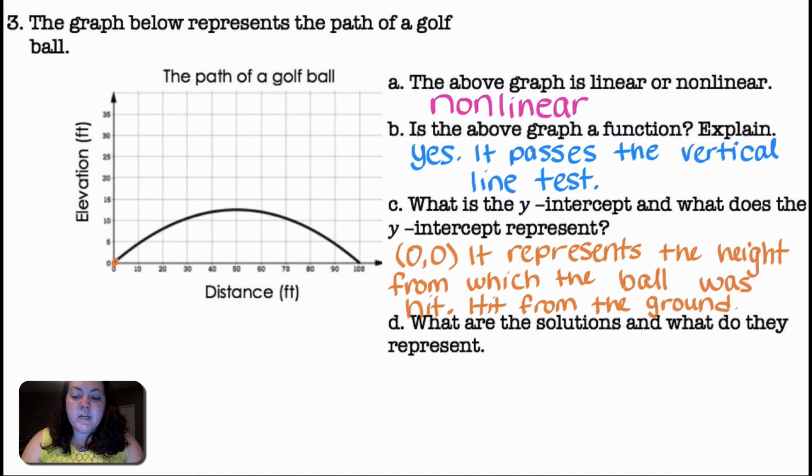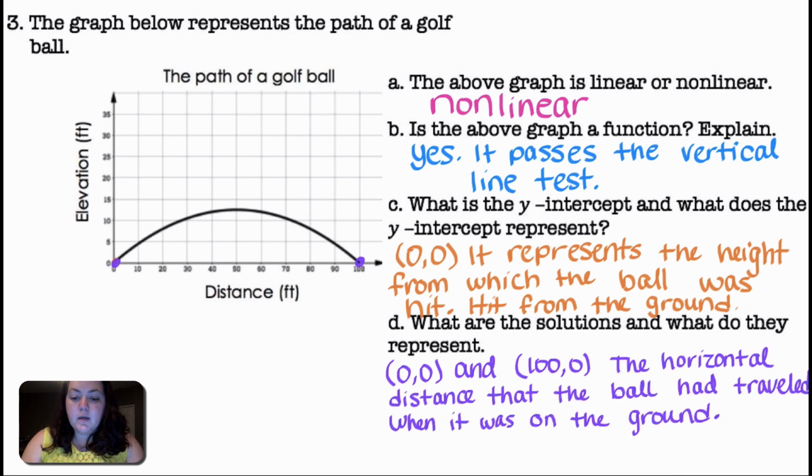What are the solutions and what do they represent? The solutions are where it crosses the x-axis. So it touches the x-axis at (0, 0) and (100, 0). And those represent the horizontal distance that the ball had traveled when it was on the ground.